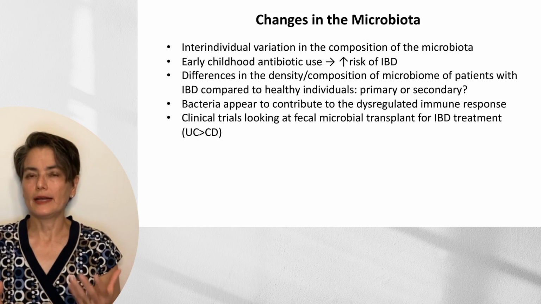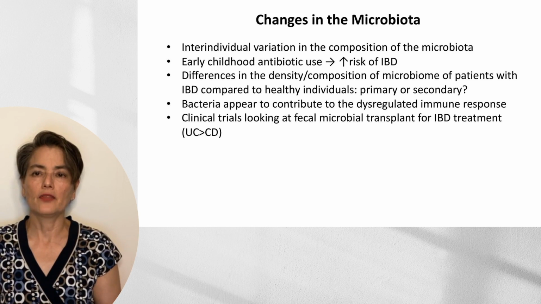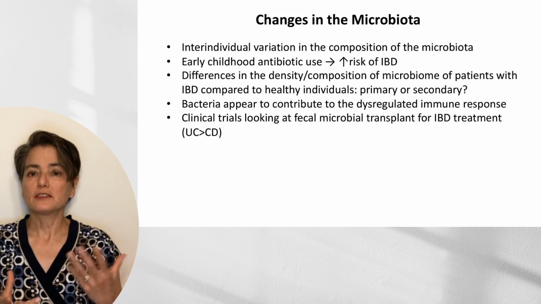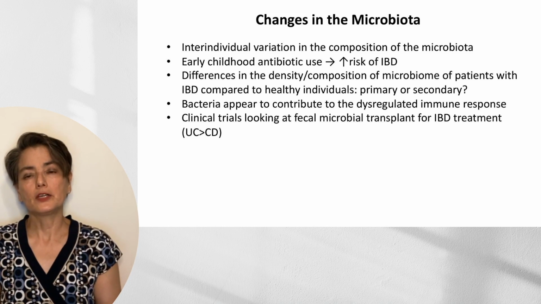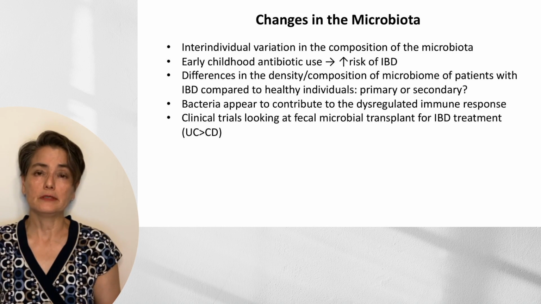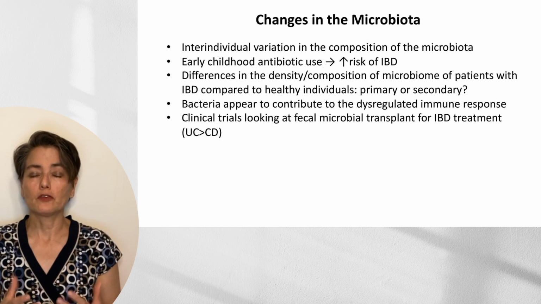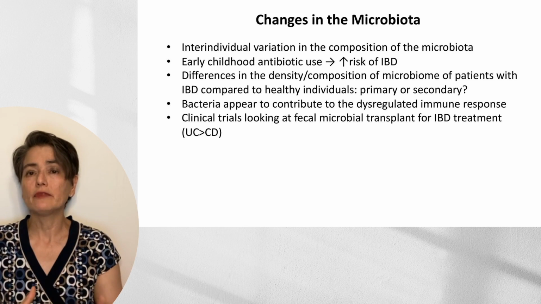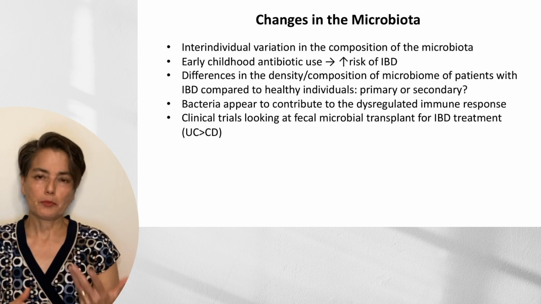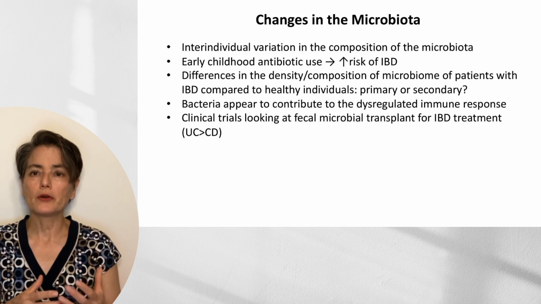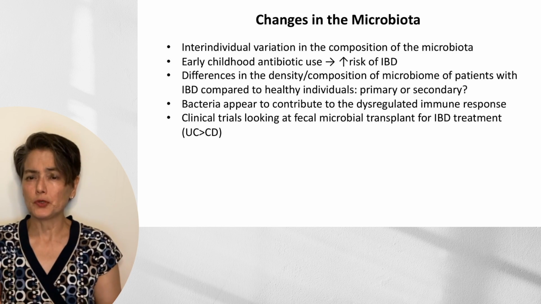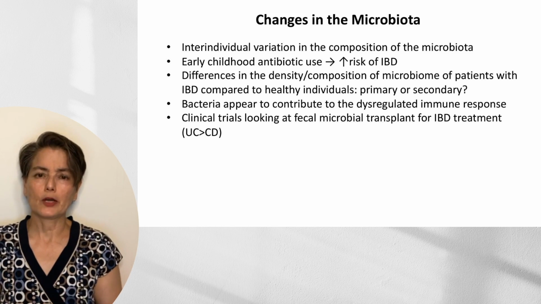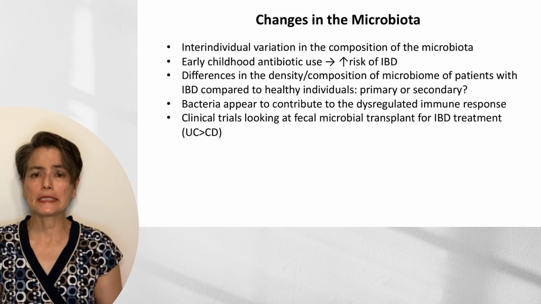So what is the variety of species that we see in the microbiome? And we know that there are differences in density and composition in patients with inflammatory bowel disease compared to individuals who don't have inflammatory bowel disease. But we don't know whether this is primary. So for example, does the microbiome drive inflammatory bowel disease by certain proteins or components of these particular species? Or is it secondary, that this inflammatory milieu is what is driving a change in the microbiome? We do know, however, that bacteria appear to contribute to the dysregulated immune response.